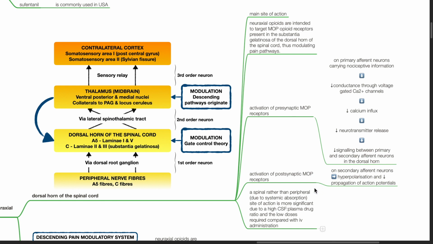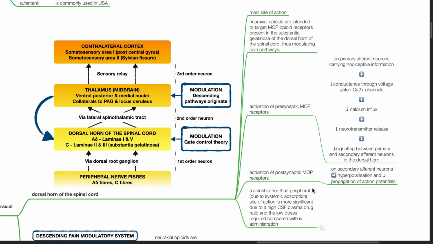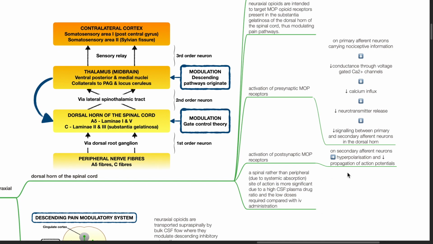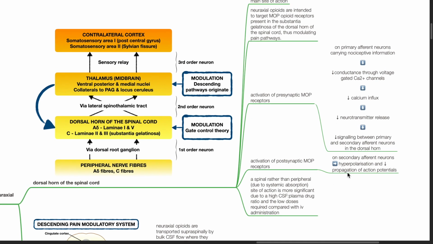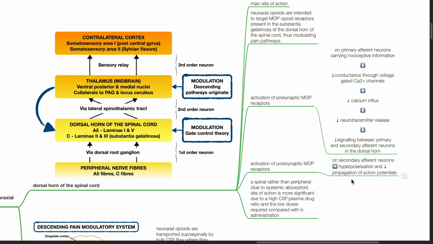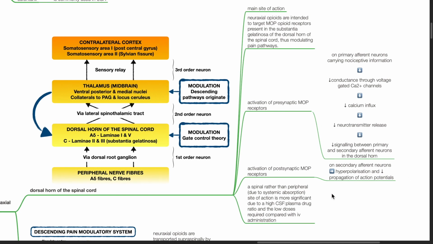Activation of postsynaptic MOP receptors on secondary afferent neurons results in hyperpolarization and reduced propagation of action potentials. A spinal rather than peripheral site of action is more significant due to a high CSF to plasma drug ratio and the low doses required compared with IV administration.